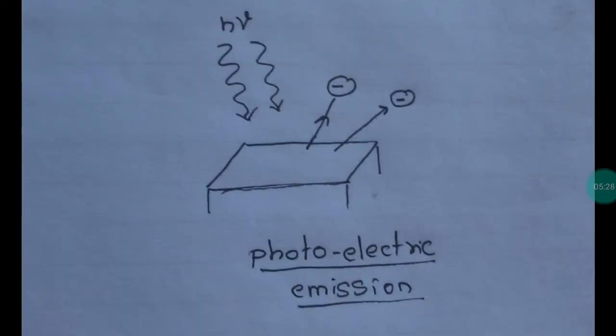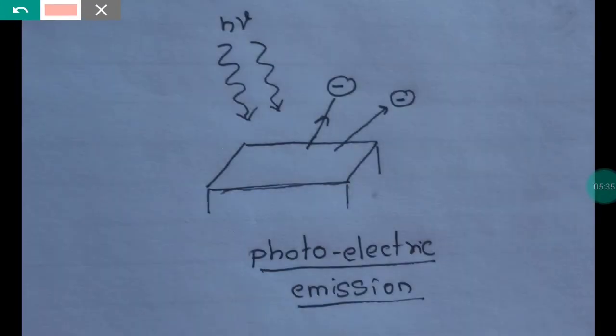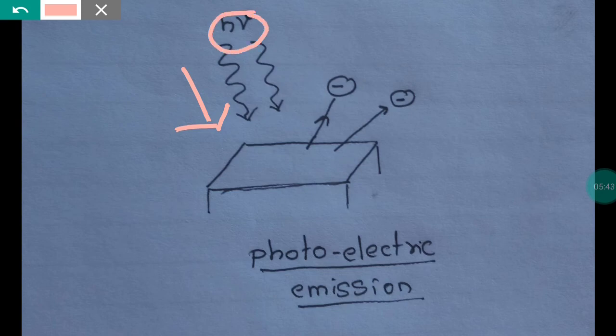Coming to the last type of emission, this is known as photoelectric emission. What is done in this? We supply something to the surface of the metal. What do we supply? We supply this h nu. You can call it photons, or even light, electromagnetic waves. These electromagnetic waves will be absorbed by the surface of the metal, and will knock out the electrons, which can be free electrons or bonded electrons.